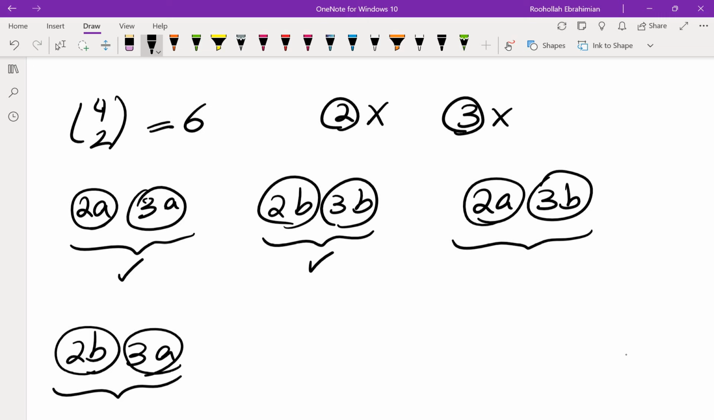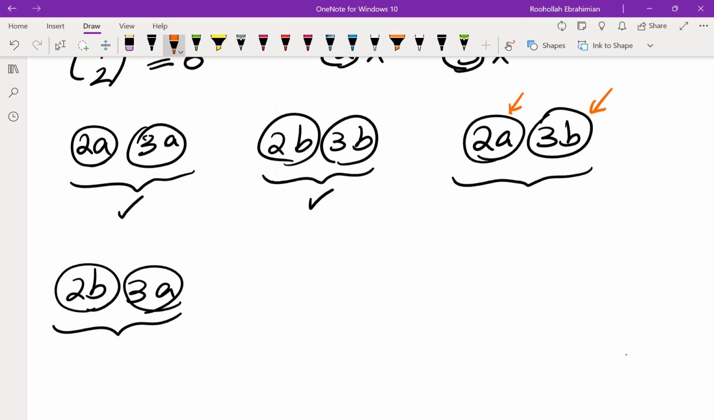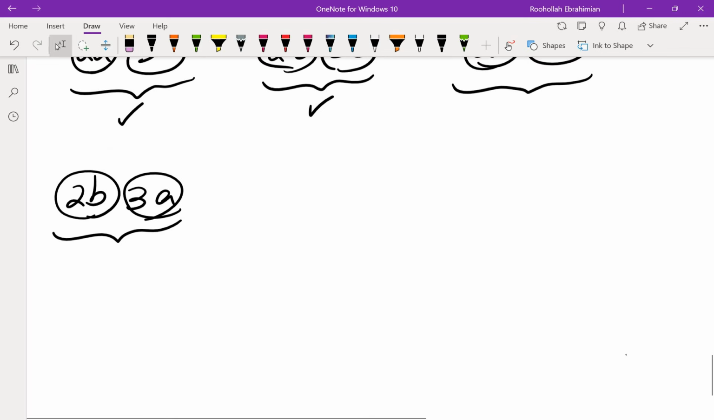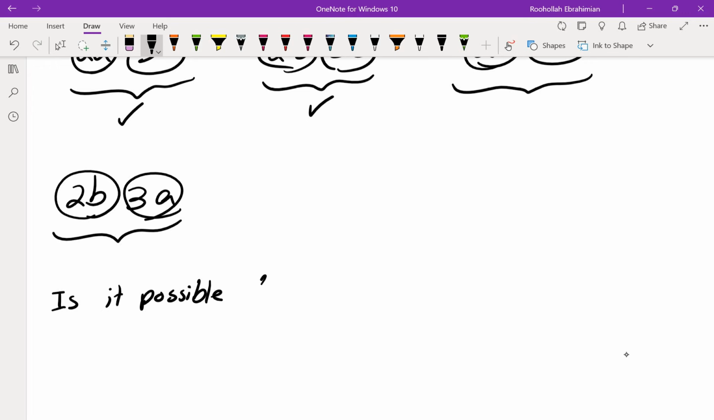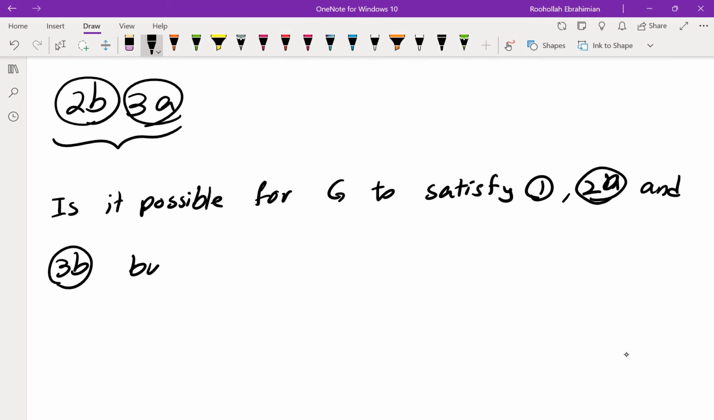So having a left identity, so this one is left identity, right inverse. Is it possible to have left identity and right inverse and associative but not a group? So here is now the question. Is it possible for G to satisfy associativity, 1, left identity and right inverse, but not be a group?